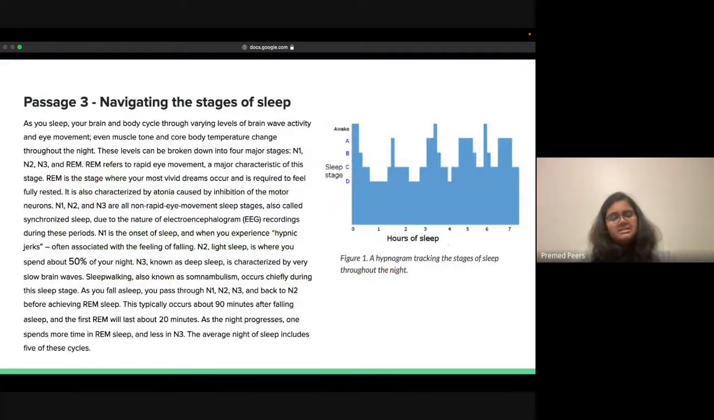Okay, this is passage 3, navigating the stages of sleep. It's a little bit of a shorter passage, but again, I'll let you pause it and read through, and then we'll get into the questions.